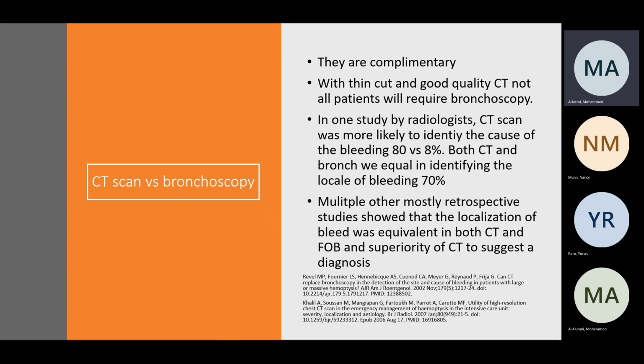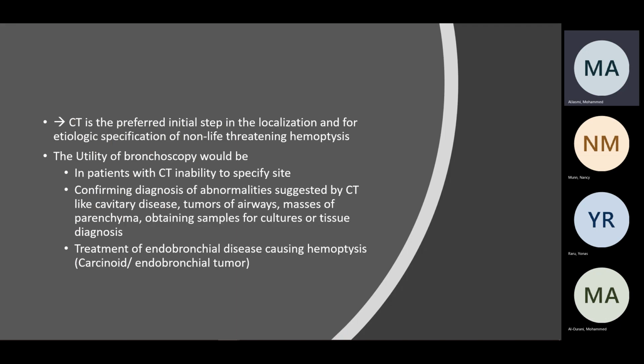Bronchoscopy comes second. If the CT scan is negative, you do not know which side the bleeding is coming from, and you don't know why, then basically you would do the bronchoscopy. Or you would do the bronchoscopy if someone has a high risk of cancer and you do not find an etiology by CT scan, then you need to screen for small endobronchial tumors or small abnormalities to rule out cancer.